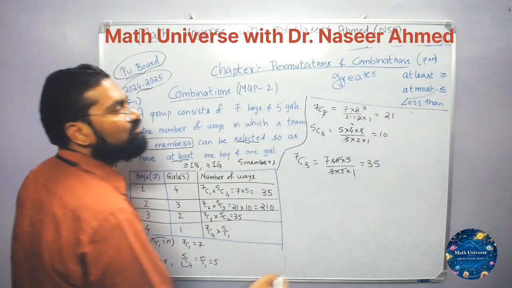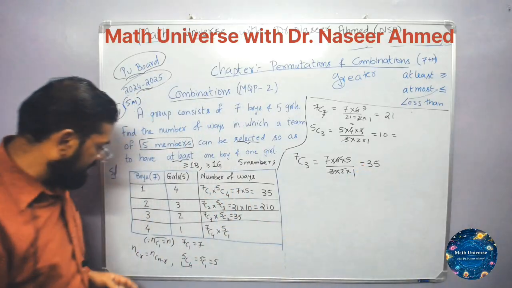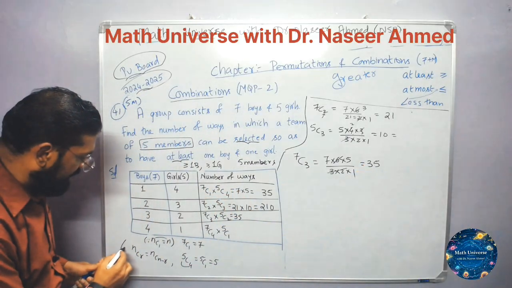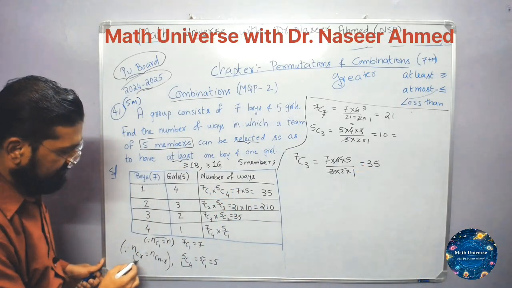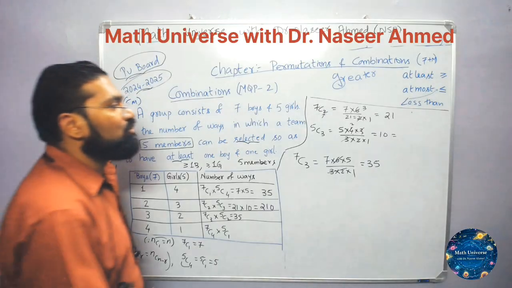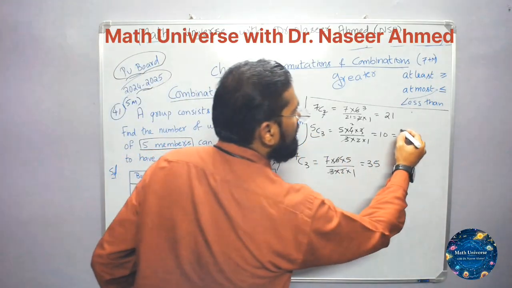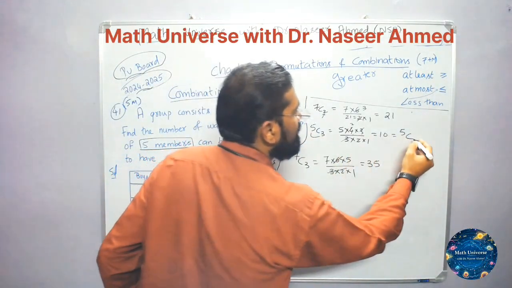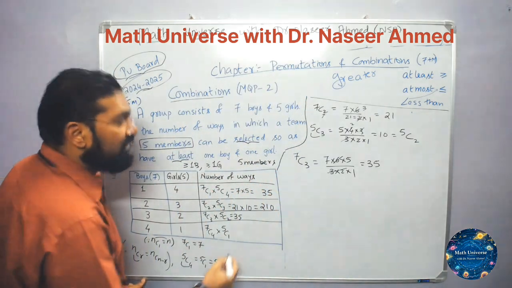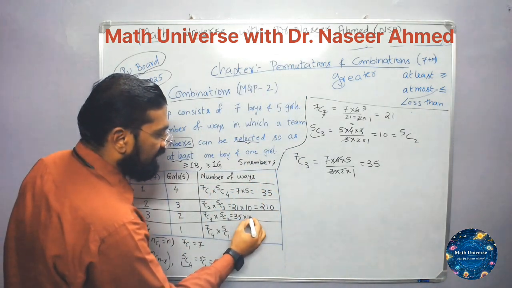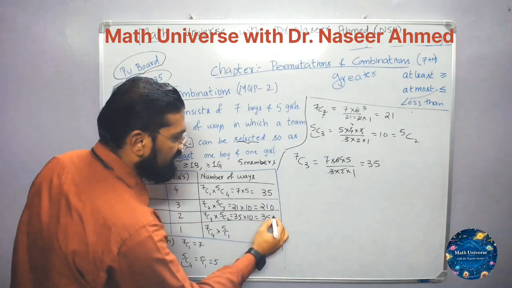And coming to 5C2. Is it not by using this result? NCR is same as NC(N minus R). I can always have a subtraction. So 5C, if I subtract this, I get 5C(5 minus 3), which is 2. So 5C2 is how much? 10. 10 into 35 is 350.